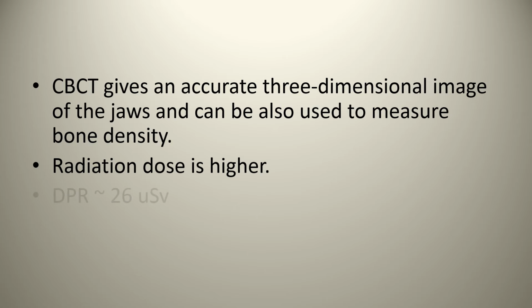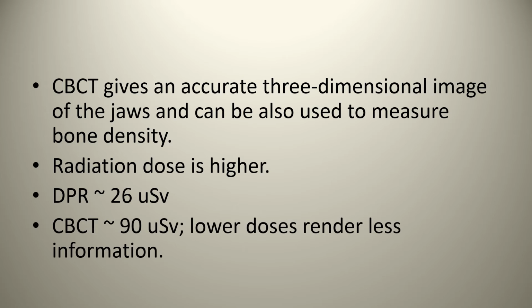So with a dental panorex, you give about 26 microsieverts of radiation, and this is using the plain film dental panorexes, not the digital ones. With CBCT, you're talking about at least 90 microsieverts, and the lower doses basically render less information. So there are CBCT scanners that say, okay, we don't give as much radiation.